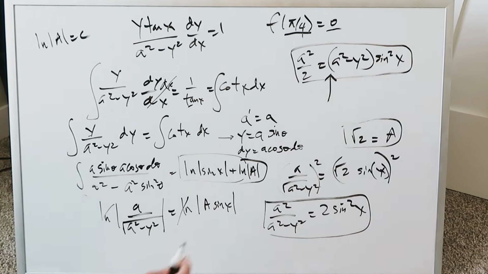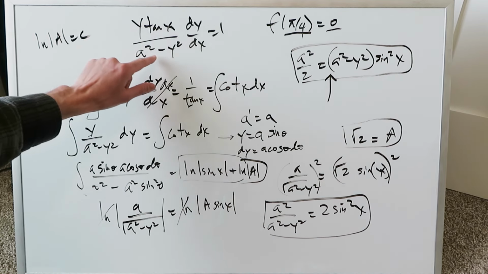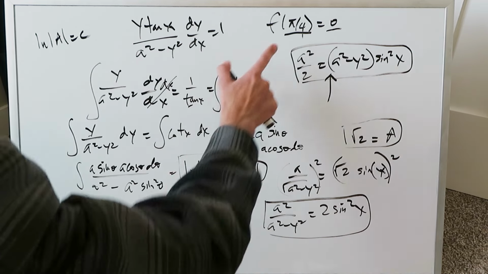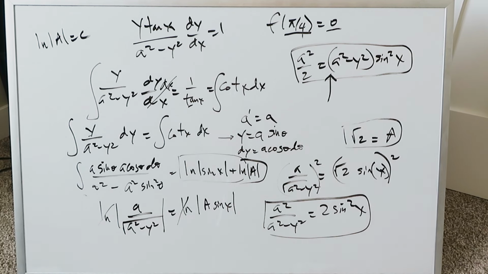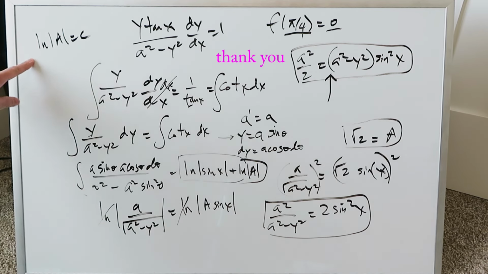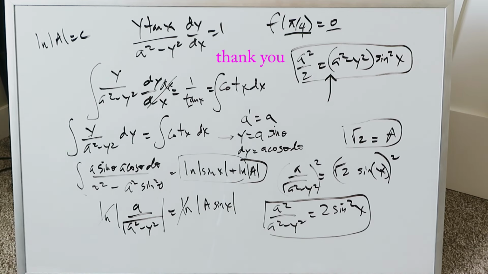I think I'll just stop right here. But that right there will represent the function or the equation for which this differential equation is true. Y tan x or a square minus y square dy over dx equals 1, with the condition that f of pi over 4 is equal to 0, and the fact that we substituted the constant of integration with natural log a because it helped eliminate the natural logs across. And the answer is provided for you right over there.